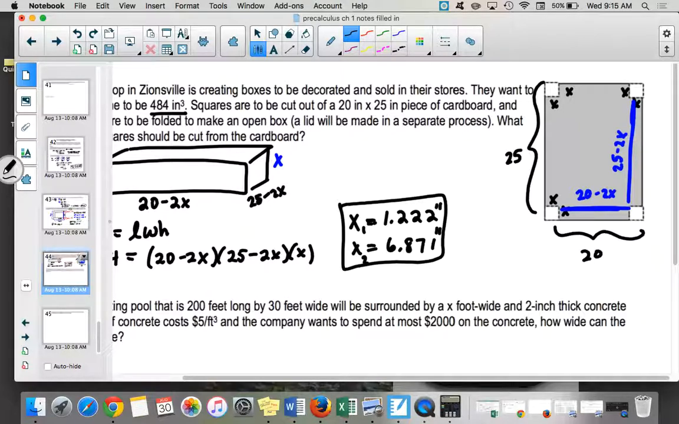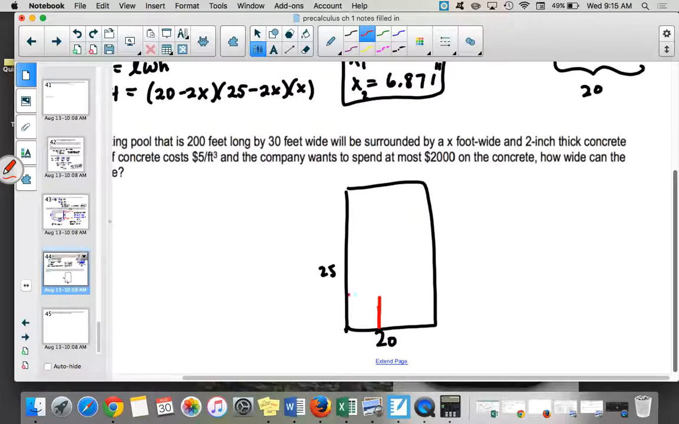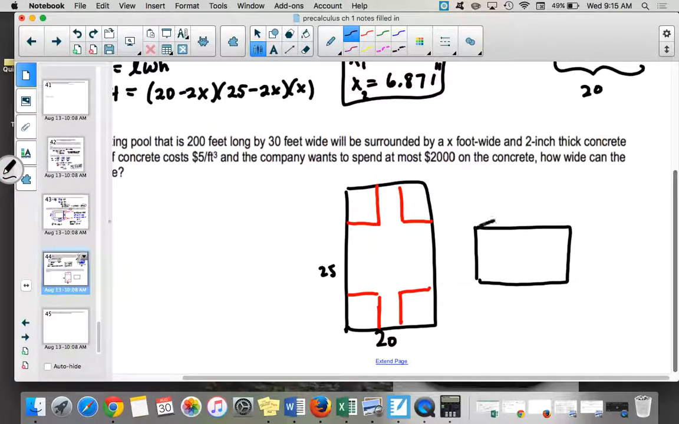Yeah, Greta? So why are there 2 values? Okay, so why are there 2 values? Let's think about the types of boxes that are created. If I started out with my 20 by 25, and I cut out a 6-inch square from each side, think about the box that's created. It's going to be a box where the height is pretty darn big. I would call that like a hat box or something. So it's like a taller box, maybe for a cake.